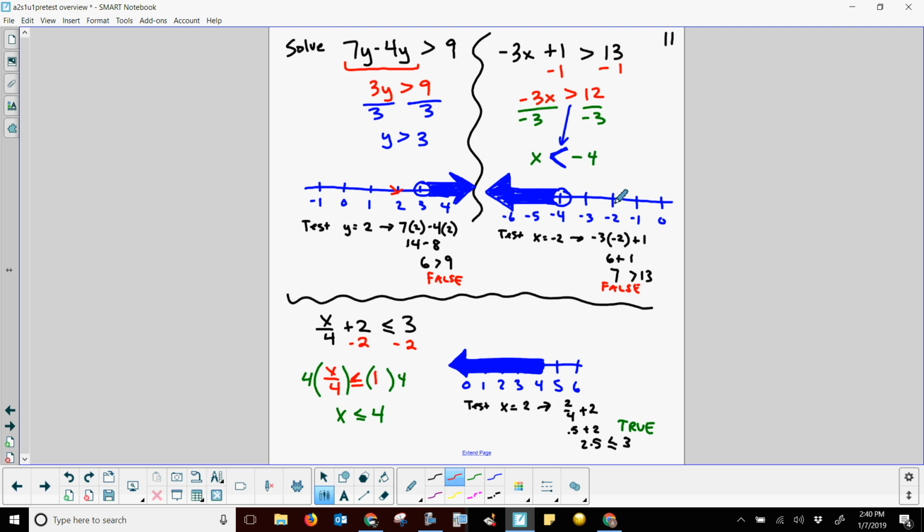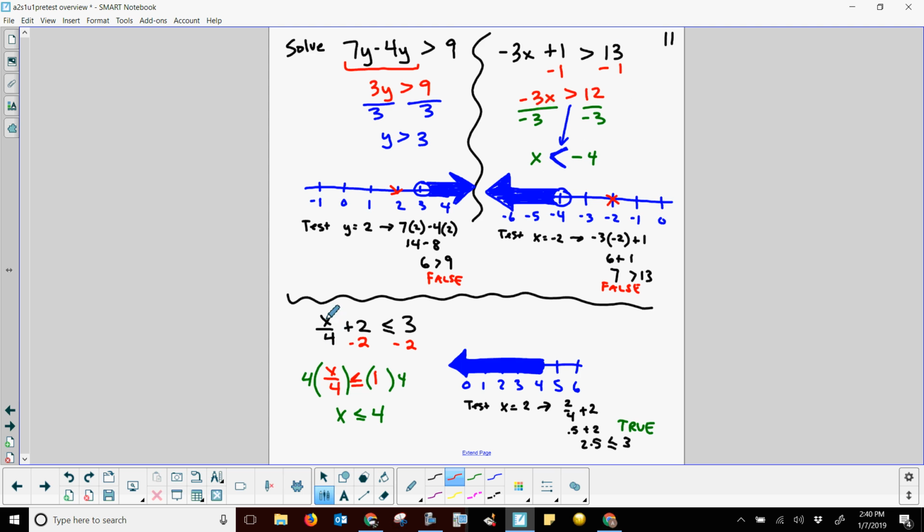And so we're going to use negative 2 as a test point. Negative 3 times negative 2 is positive 6, plus 1 is 7. Going back to the original, is 7 greater than 13? This actually doesn't work, so I have to go the other way. If I plug in negative 6, negative 3 times negative 6 is 18, plus 1 is 19. That's greater. We know we have to shade that side.